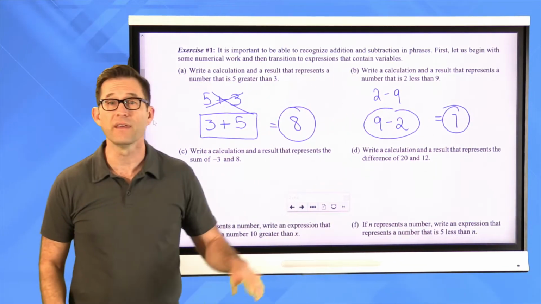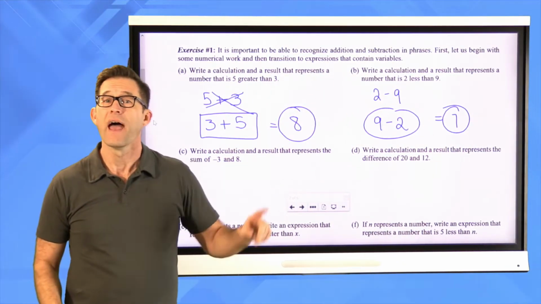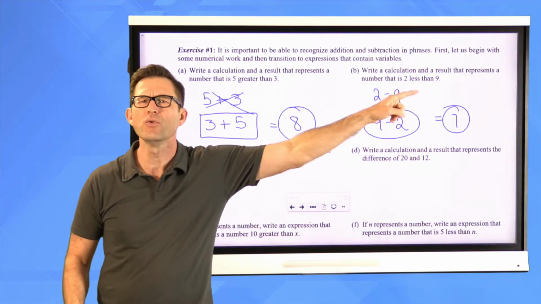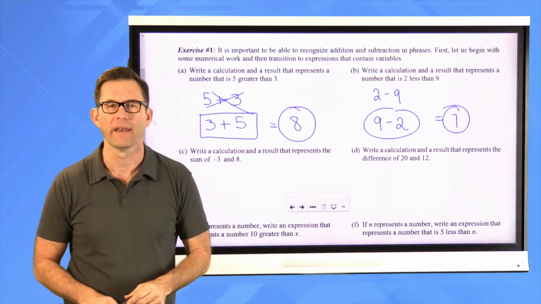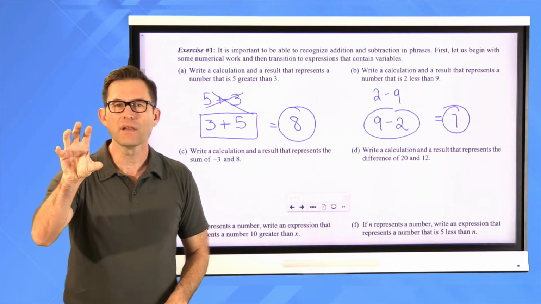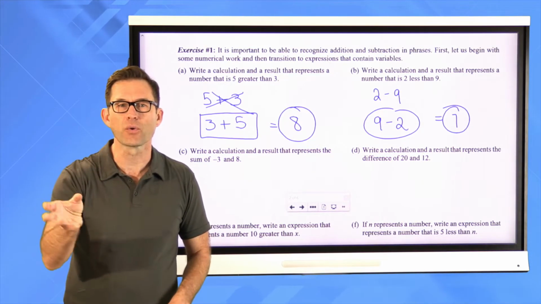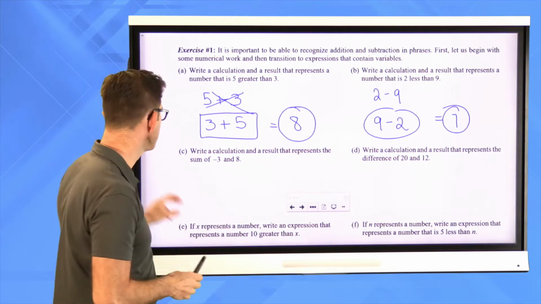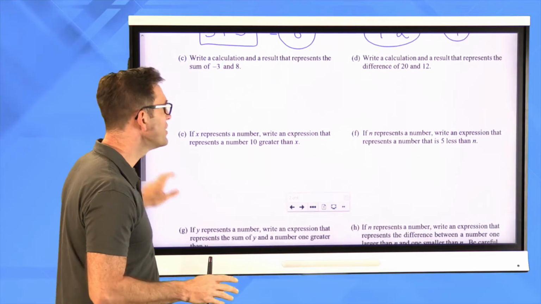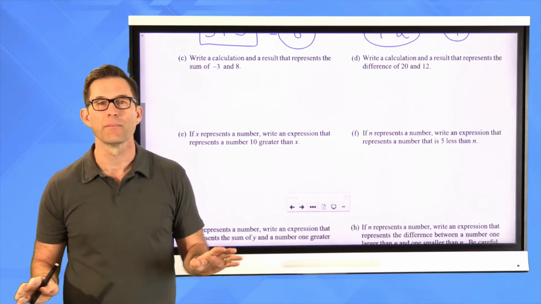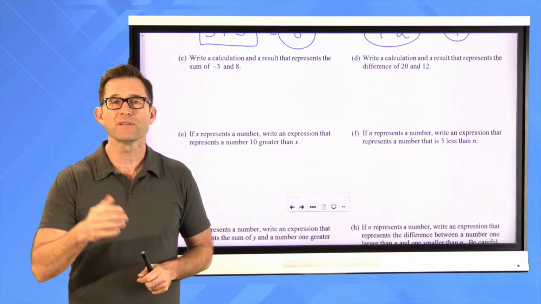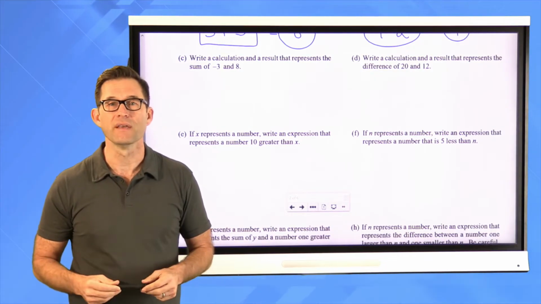All right, really key, not 2 minus 9. And the thing that's tricky for kids is that they see the number 2 first. So they say, oh, 2 less than 9. That must be 2 minus 9. Nope. 9 is the number you're starting with, and you're decreasing it or subtracting 2 off. Okay, let's keep going. Again, we're just sticking with these numerical examples. What I'd like you to do now, given what we just did, is pause the video now and do both letter C and letter D.